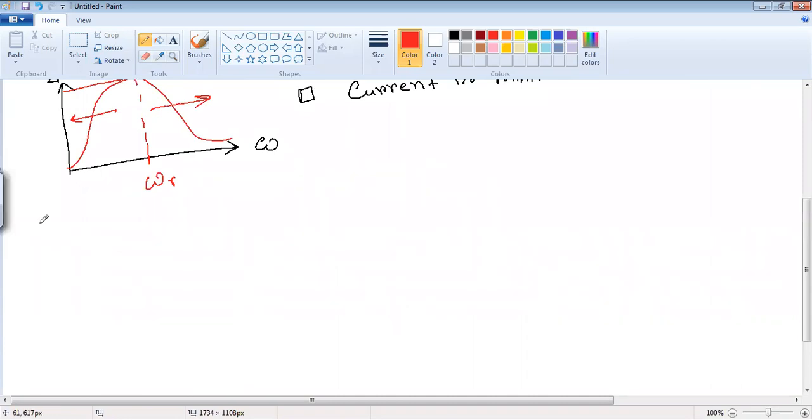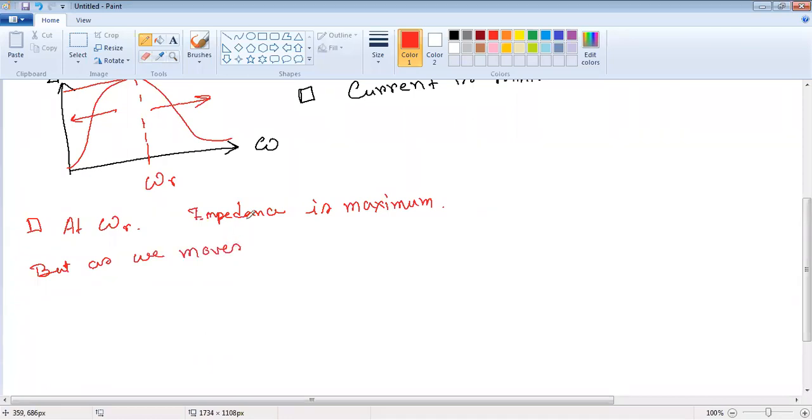We can write this maximum. Okay, but it moves from omega r in any direction, and the impedance is reducing.